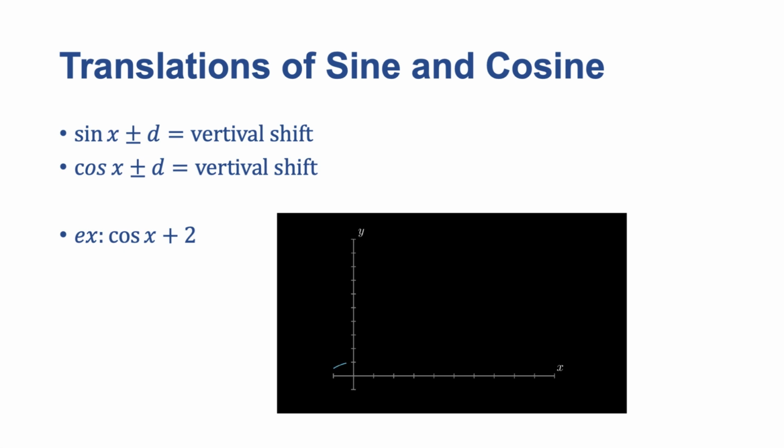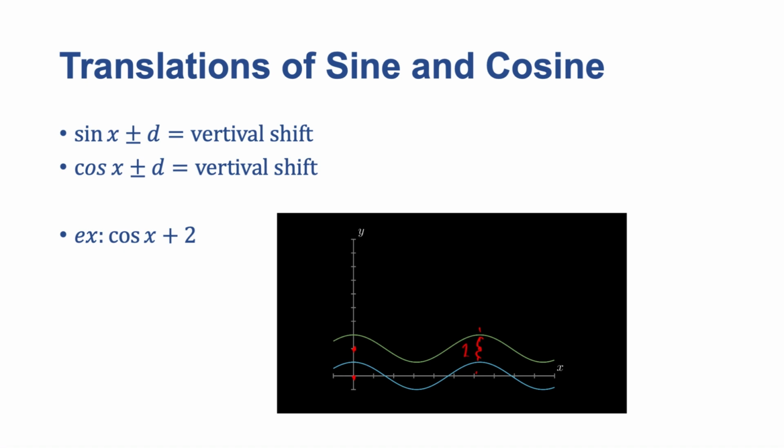So we are going to have our normal parent cosine and our other cosine. As you can see, we are starting oscillating here, and now we are oscillating here at 2. So the difference between these cosine graphs at any one x point is going to be 2, because we raised it 2 units. All right, so that is the translations.